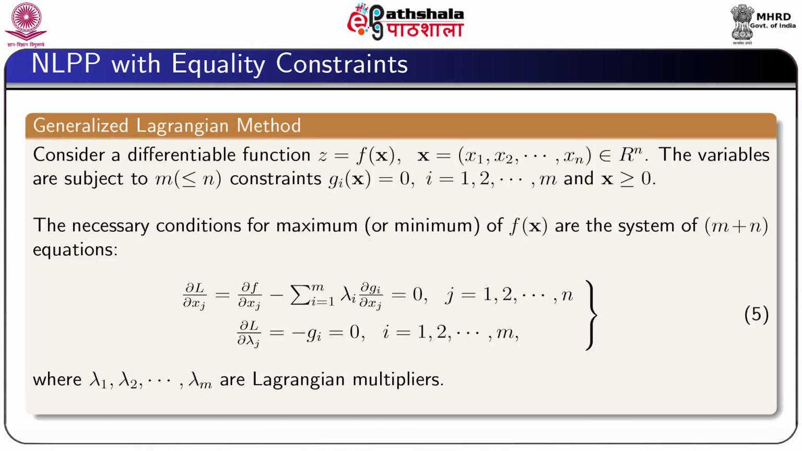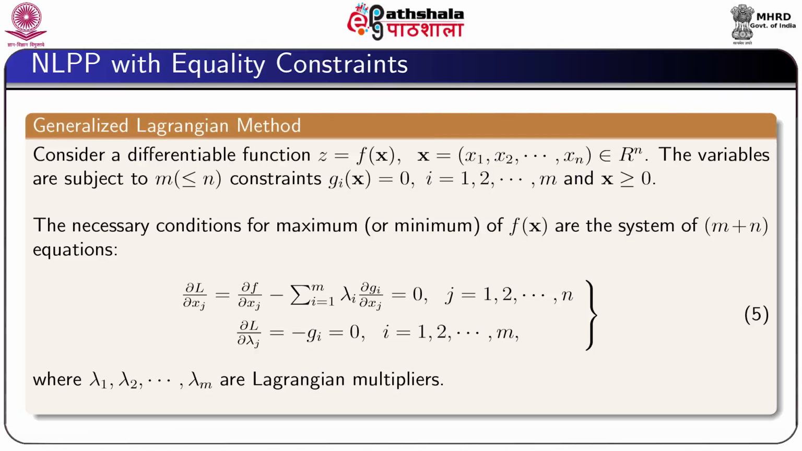Now, we consider the generalized Lagrangian method. We consider a differentiable function z equal to f(x), where x equal to (x1, x2, up to xn) belonging to R^n, and whose variables are subject to m constraints, where m is less than or equal to n, g_i(x) is equal to 0, where i equal to 1 up to m, and x is greater than or equal to 0.